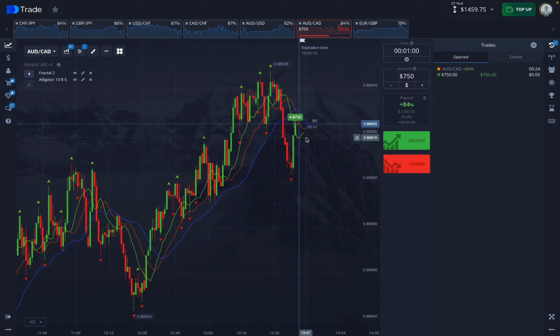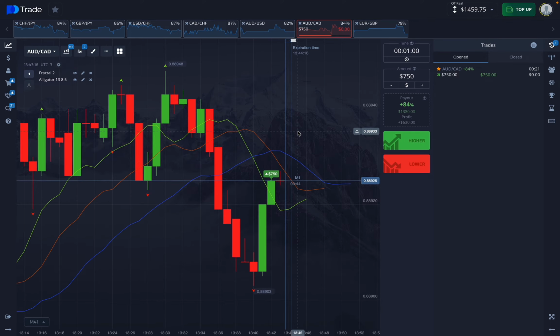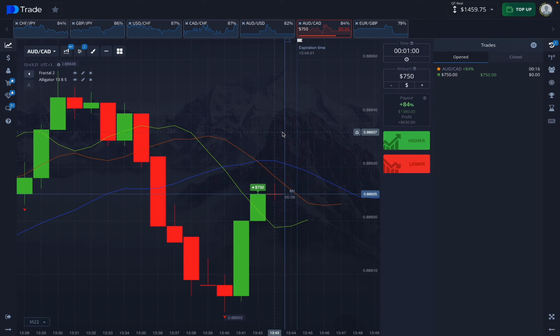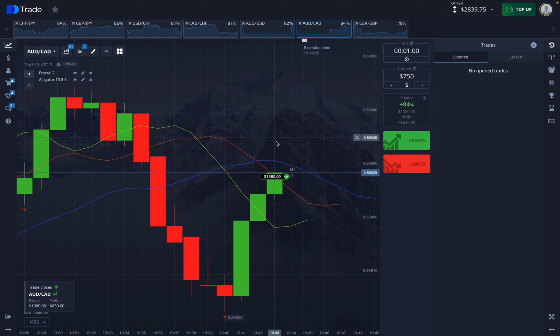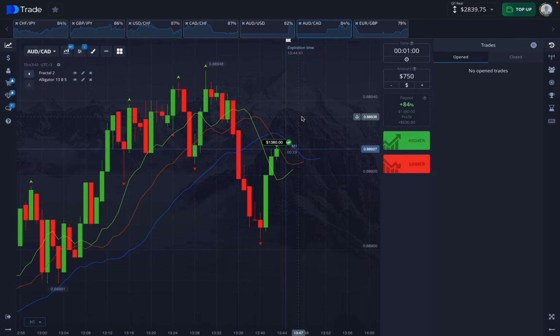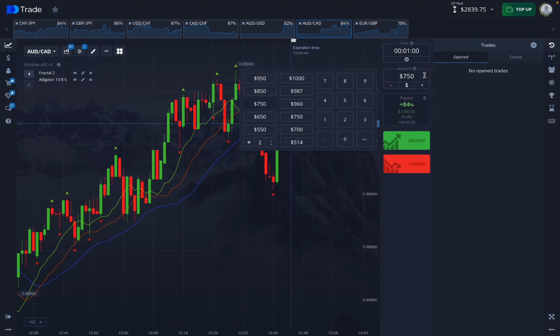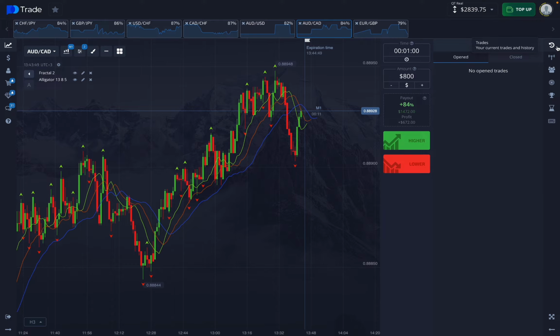Let's look at the result of the second transaction. We have about 15 seconds left until completion. And our second deal also closes in plus. Let's change the amount of the deal. Put it in 800. I think in general, it's also not a difficult deal here. So let's continue trading and select the next currency pair.